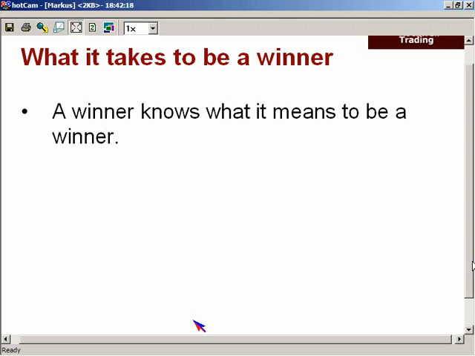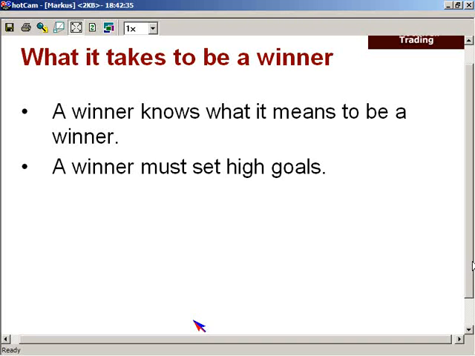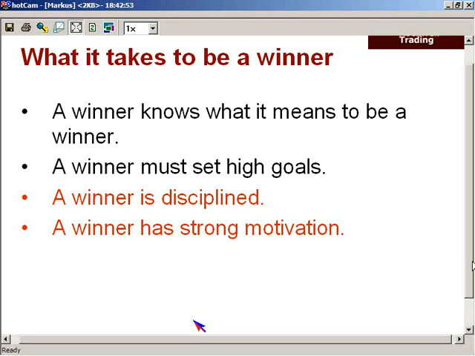Let me close with this slide here, what it takes to be a winner. This was taken from a sports coach, but you'll see that this applies to trading as well. A winning trader, a winner in general, knows what it means to be a winner. A winner must set high goals and hold up to high standards. A winner is disciplined. Gosh, I highlighted this in red because this is so true in all areas of life, especially when it comes to trading.